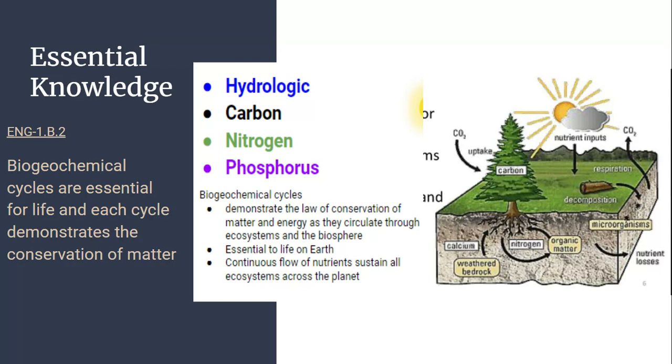Biogeochemical cycles, we just had all those notes on them. Hydrogen, carbon, nitrogen, phosphorus. These biogeochemicals are essential, obviously, for life, to be able to cycle all the different minerals and nutrients that we see. And it demonstrates the conservation of matter. Essential to life, and its continuous flow of nutrients sustains all the ecosystems across the planet. So unlike energy, once we use it, it's gone. We have to continue to get replenished.